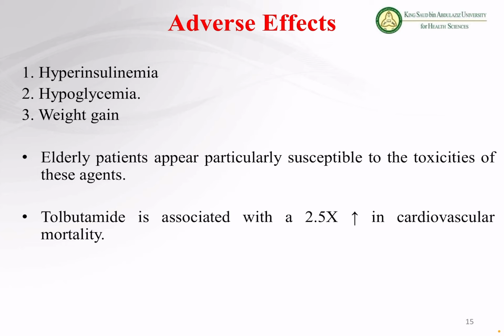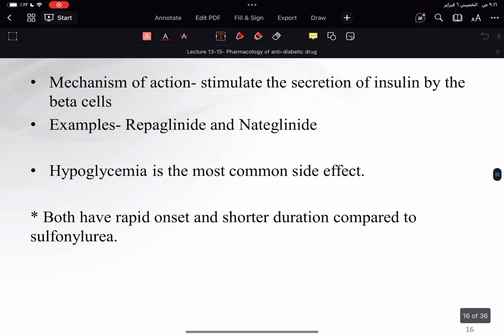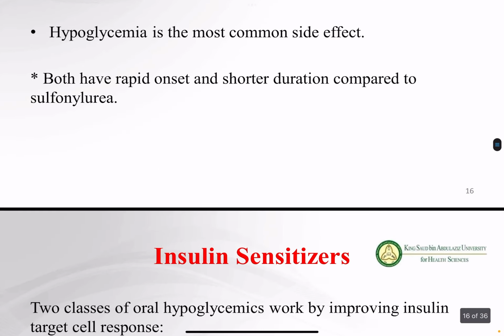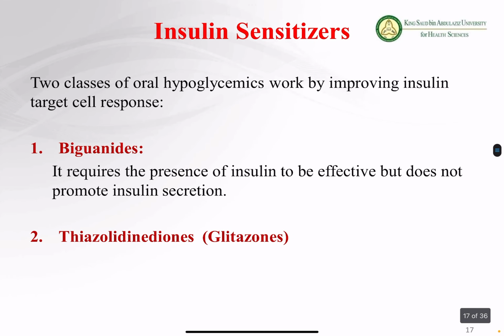Okay. Then number two, we have the insulin sensitizers. These drugs are not secretagogue in nature, so you will see the risk of hypoglycemia is very low with these kinds of drugs. How do these drugs work? We have two classes of oral hypoglycemics.